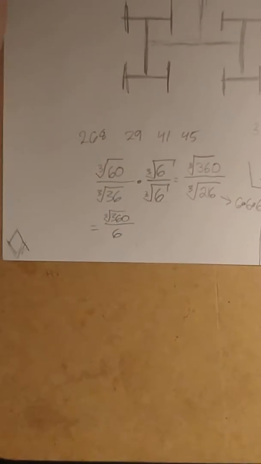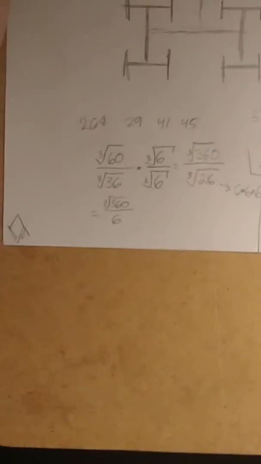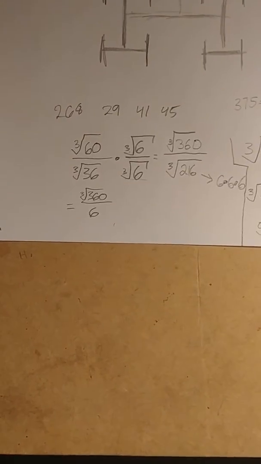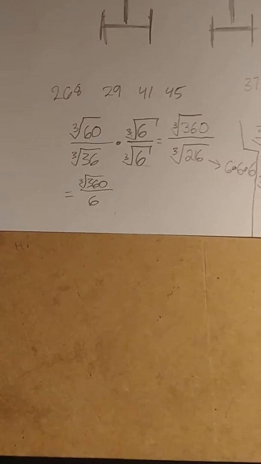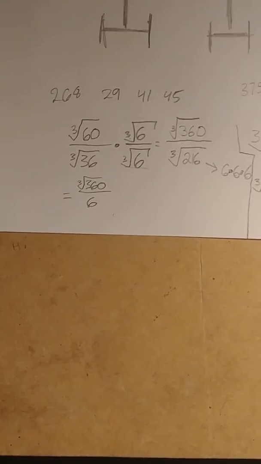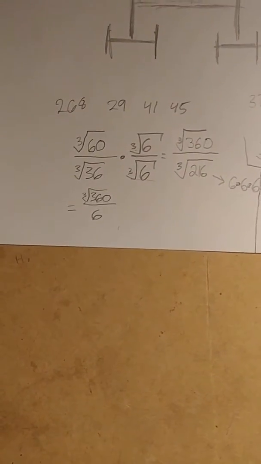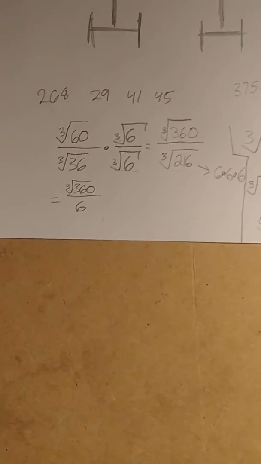Okay, so this is how you do problem 29. Remember that in a square root, we want to rationalize it by completing it. That is, making a number that is a perfect square. Here, with a cube root, we want to make a perfect cube. So when we look at 36, we think, oh, that's 6 squared.